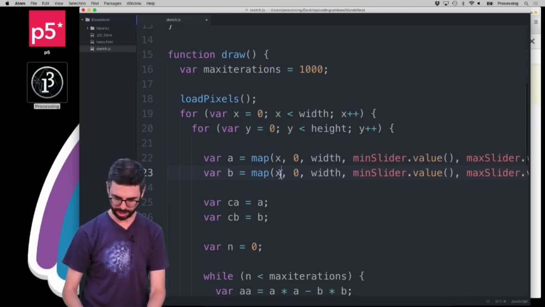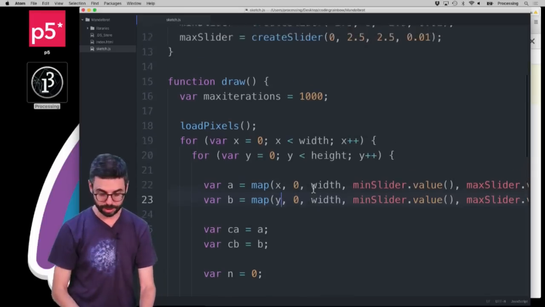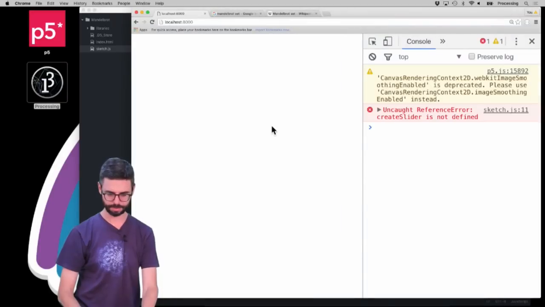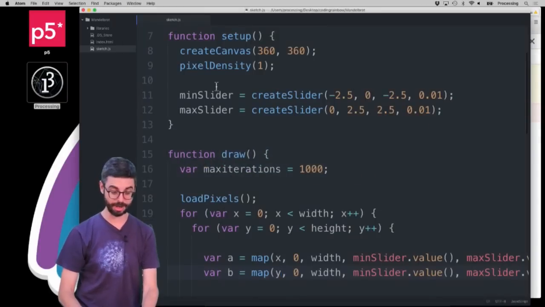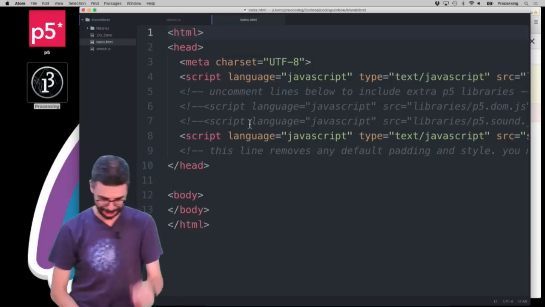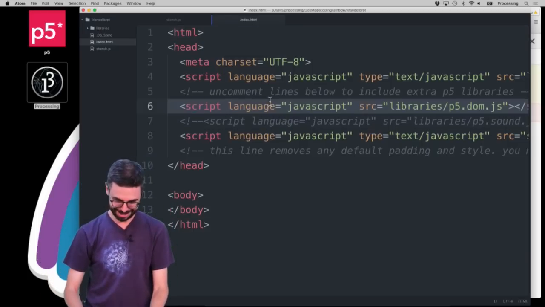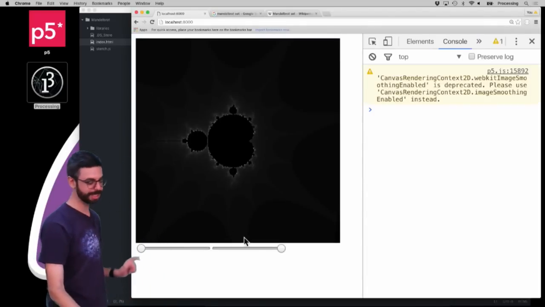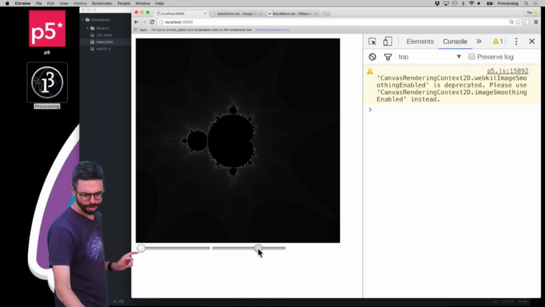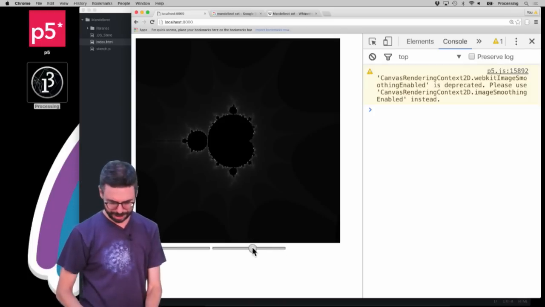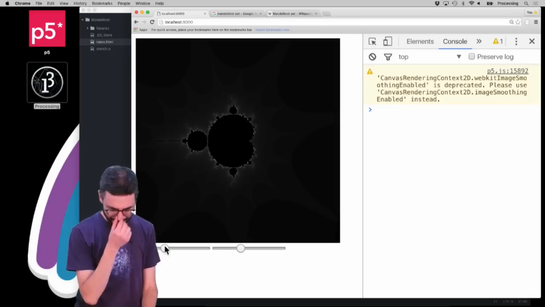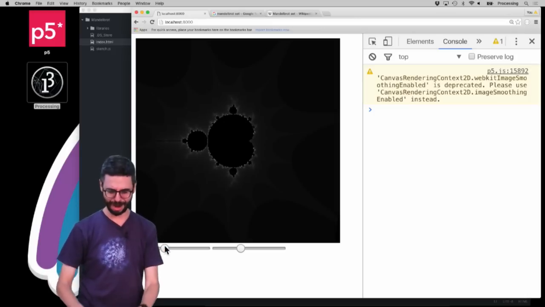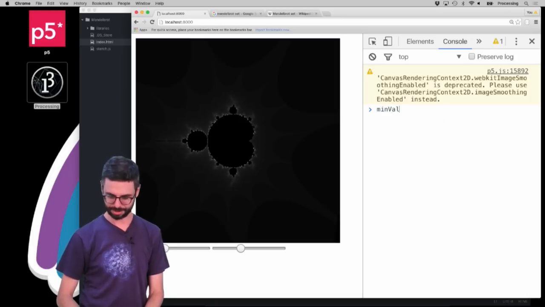Now I'm going to map Y as well. So now I have two sliders. So if I run this program, whoops, create slider not defined. OK, I forgot to include the P5 DOM library. So let me include that P5 DOM library. And you can see, OK, there are some sliders down here now. Now, there's an issue, which is that I'm changing the sliders, but I'm not seeing anything change. So let's figure out what's going on here.